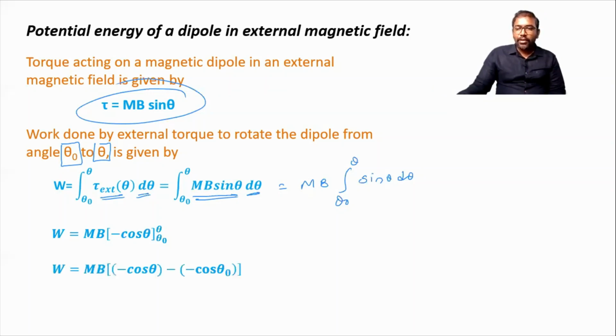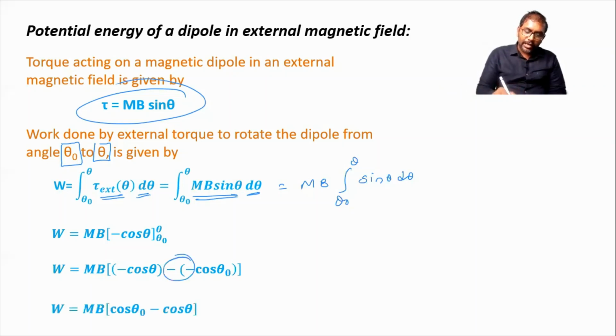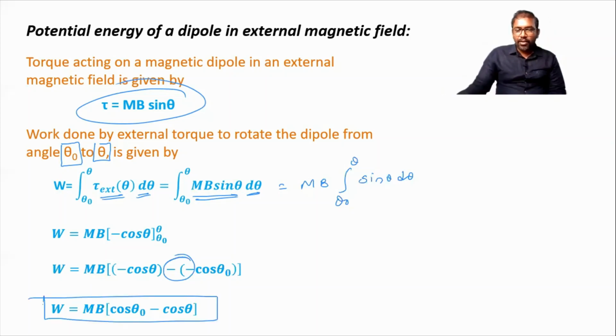Then after that we have to substitute the limit here. Let me substitute the upper limit first: instead of theta, it is theta, so minus cos theta. Then minus, and then the lower limit we have to substitute, minus of cos theta 0. This minus minus is plus. So I can write cos theta 0 first and then minus cos theta later. So we get work done is equal to mb (cos theta 0 minus cos theta).